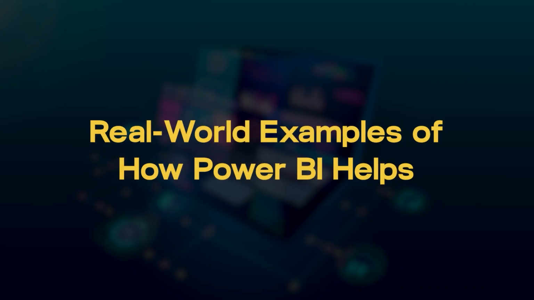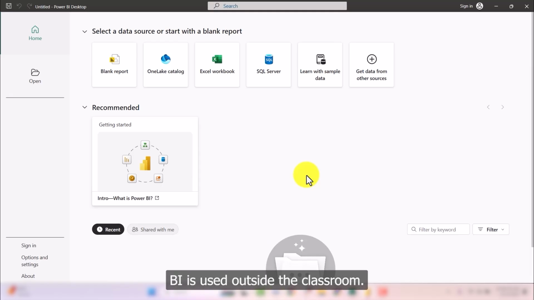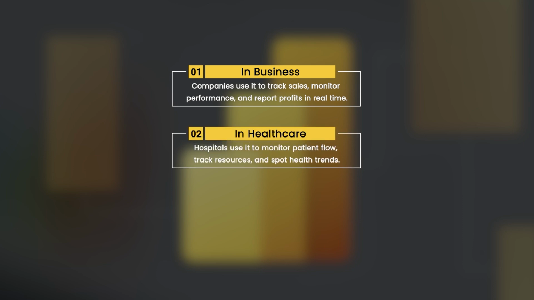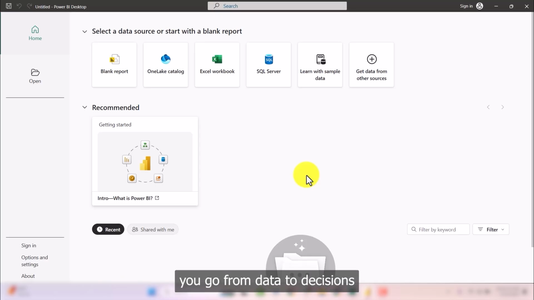Real world examples of how Power BI helps. Let's look at how Power BI is used outside the classroom. In business, companies use it to track sales, monitor performance, and report profits in real time. In healthcare, hospitals use it to monitor patient flow, track resources, and spot health trends. In education, schools use it to track student progress, attendance, and identify areas for improvement. In short, Power BI helps you go from data to decisions quickly and clearly.